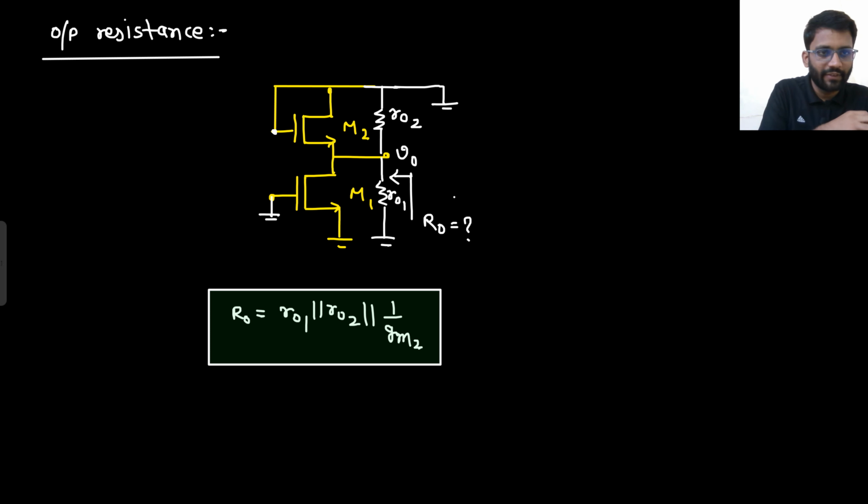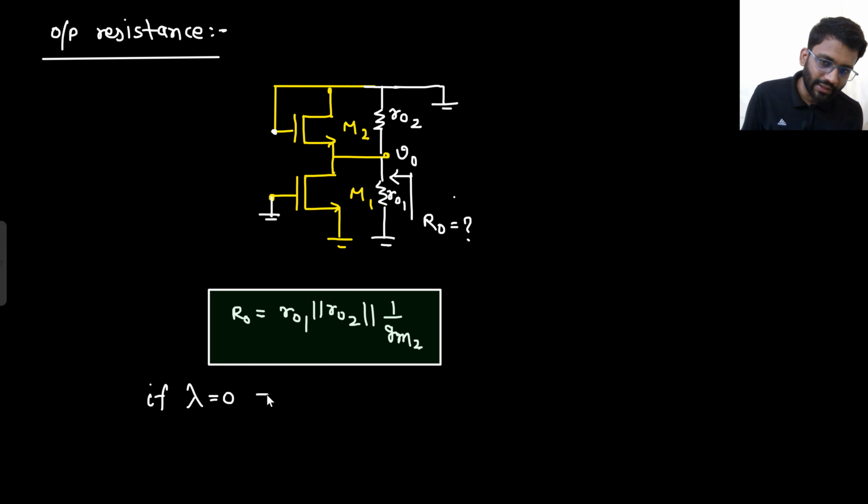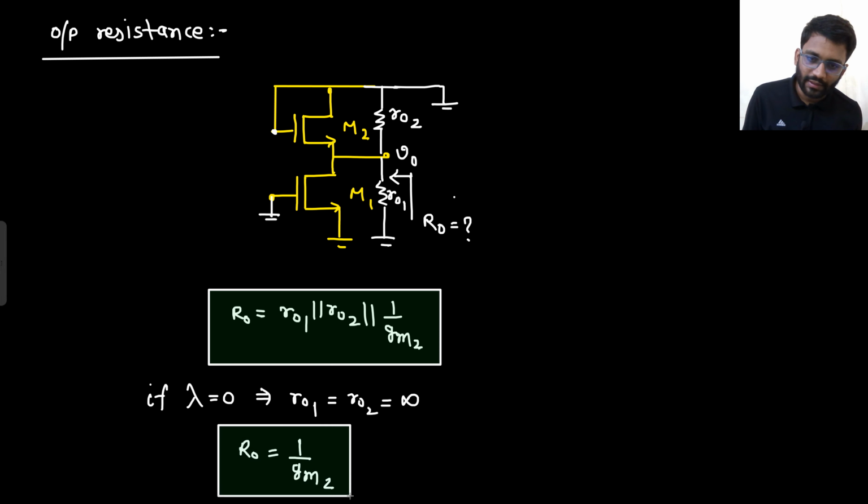And if there was no R01 and R02, that means if lambda was 0, then R01 would be equal to R02 would be equal to infinity. Then R0 would be 1 by gm2. That's it. So from V0 to ground, you would only see 1 by gm2, nothing R01 and nothing R02.